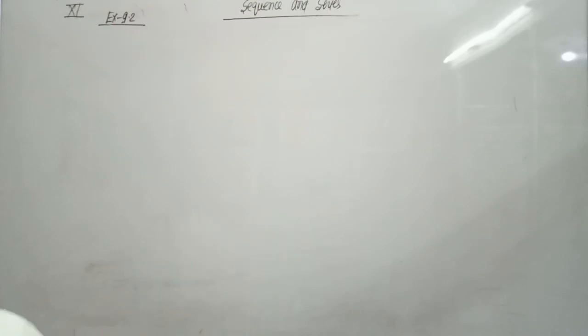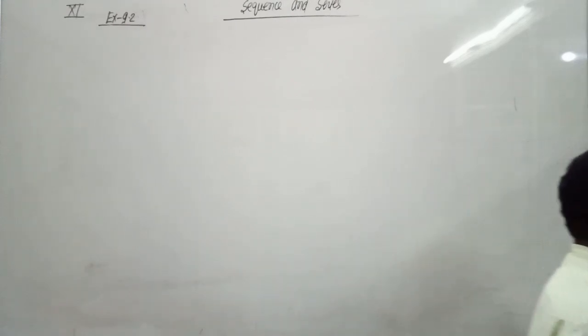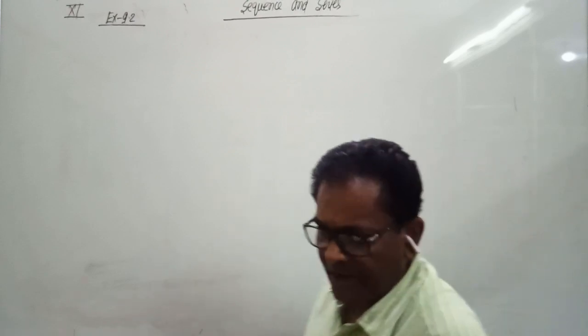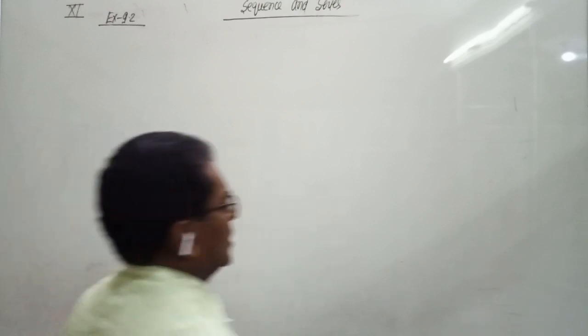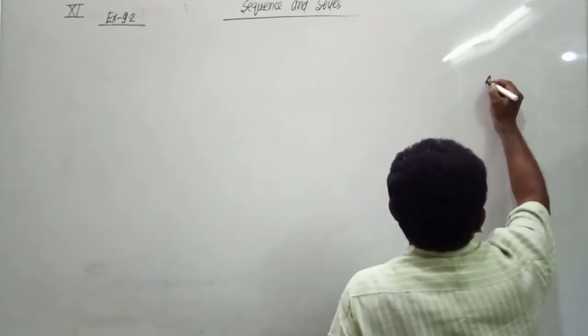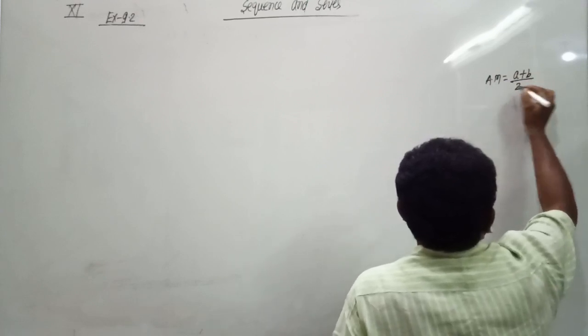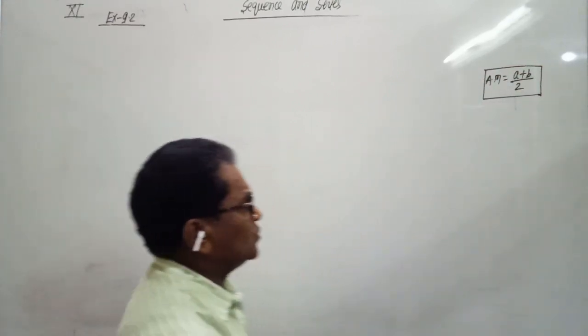So we proceed to exercise 9.2. In the previous video, the last topic which we discussed was the single arithmetic mean between two numbers. If we are given two numbers A and B and we have to find a single arithmetic mean between them, then we use the formula AM equals (A plus B) by 2. This is the formula for finding the single arithmetic mean between two numbers.